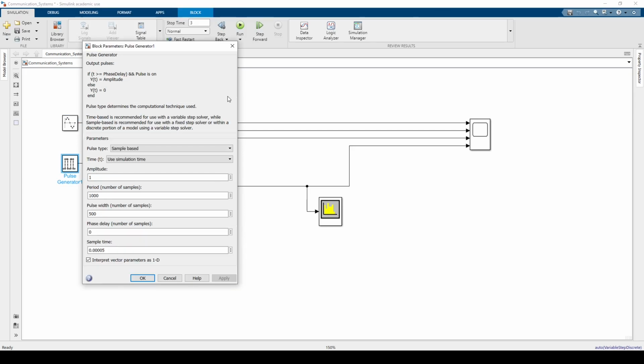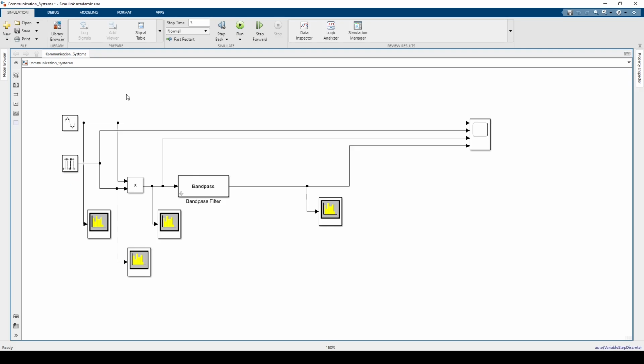The pulse generator block has an amplitude of 1, also with 1000 samples per period. And the pulse width is 500. That means the duty cycle of this is 1/2, and this is precisely a square wave. And for it to have a frequency of 20 Hz, the sample time is 0.00005 seconds.